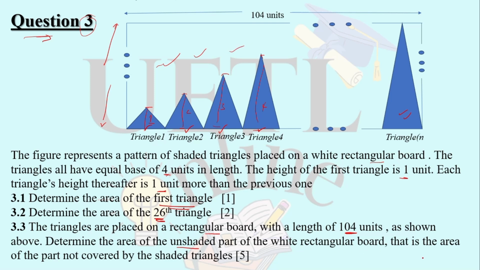That is the area of the part which is not covered by shaded triangles. So the easier way we're going to approach this, we're going to find the sum of all these areas, then subtract it from 104 and the height here. So this is our question.